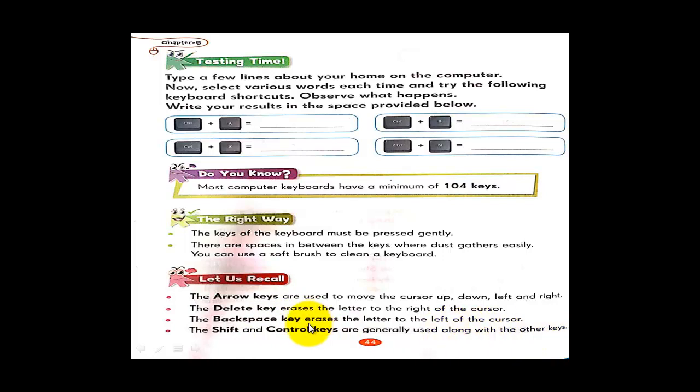The backspace key deletes a character to the left, the delete key to the right, and the arrow keys move left, right, up, down. Okay, this is what we have done in this chapter, and we have completed this chapter also.